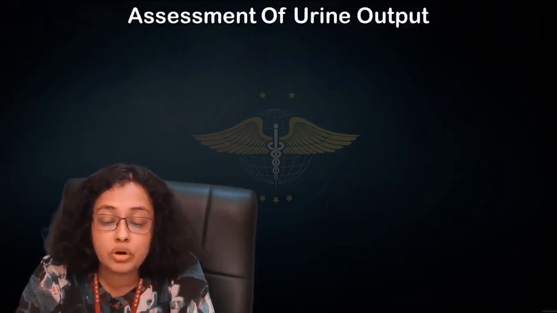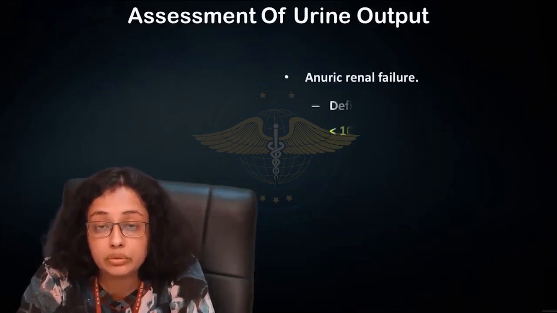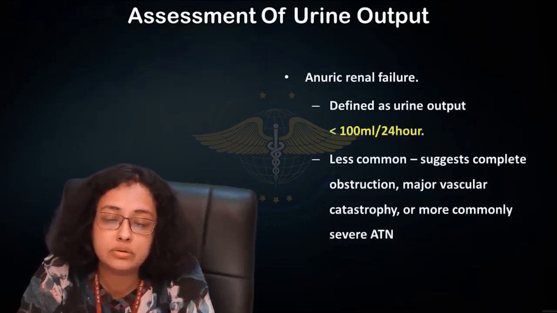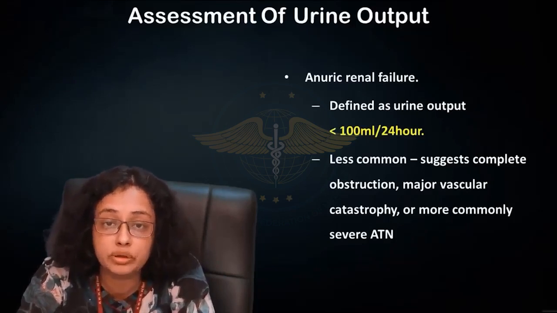Assessment of the urine output. Oliguric renal failure is usually defined as urine output less than 400 ml, while anuric renal failure in adults is usually referred to as urine output less than 100 ml. As I said earlier, anuric renal failure is less common, and we should always look out for causes of complete obstruction, though it can be seen in patients with severe acute tubular necrosis.